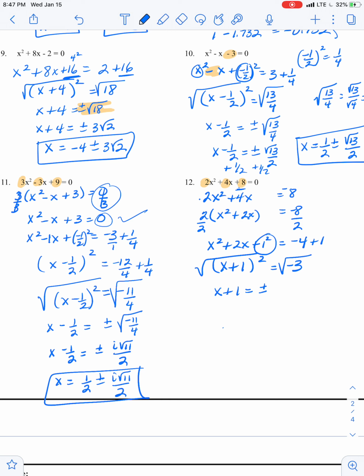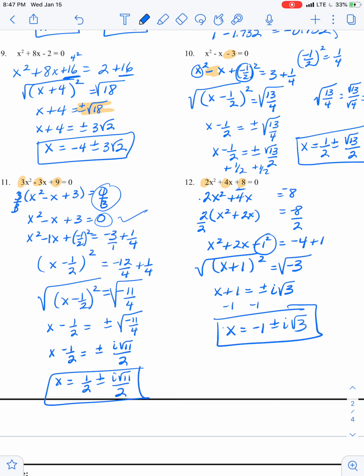Again, if you want to, you can go ahead and simplify this because this is the square root of negative 3. So the negative makes it an i, and then the square root of 3 cannot be simplified. And then I'm just going to move my 1 over. So x equals a negative 1 plus or minus i square root of 3.